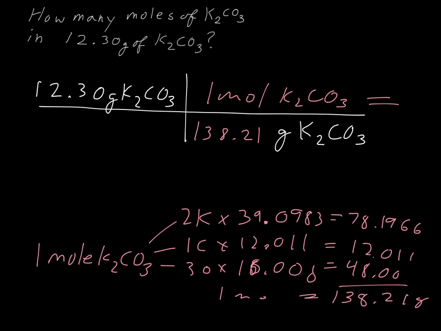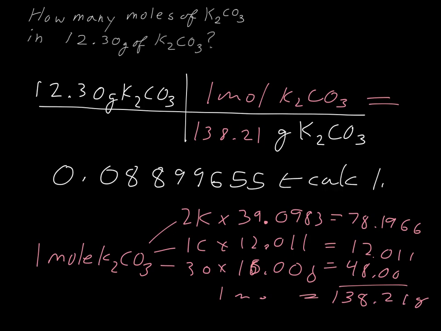and that gives me a calculator value of 0.08899655. Check my sig figs. I've got 4 sig figs here, so I need 4 sig figs here. 1, 2, 3, 4. Round on the basis of the 6. And that makes that a 10, that a 10, and that a 9.